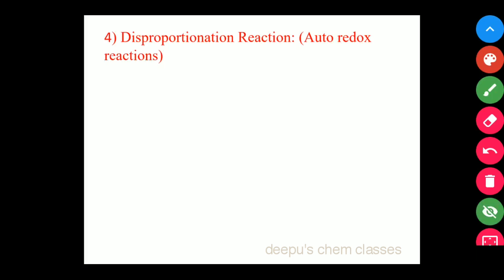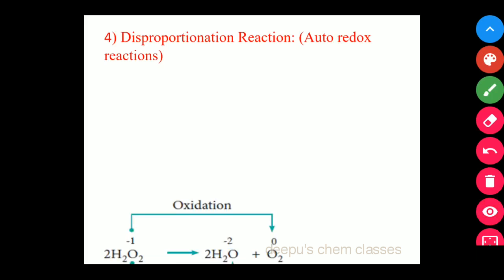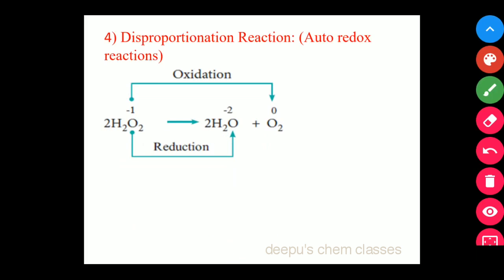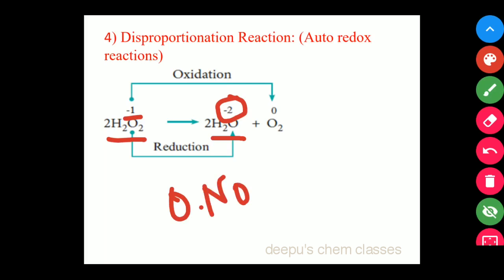So let us see examples for that. The first example is decomposition of hydrogen peroxide. When hydrogen peroxide decomposes, we can get a product water and oxygen. In hydrogen peroxide, the oxidation state of oxygen is -1. But in water from product side, the oxidation state of oxygen is -2. So -1 to -2, what does it mean? Negative charge increases. That means it shows oxidation number is decreased. So then the process is called reduction.